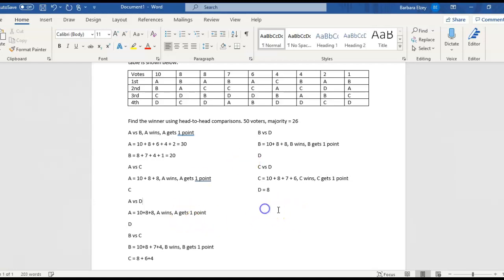All right, so let's tally up now. At the end, the person with the most points wins the election. So we can clearly see that's A. A gets 1, 2, 3 points. B gets 2 points. C gets 1 point. And D gets no points.